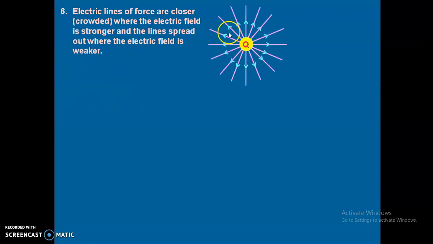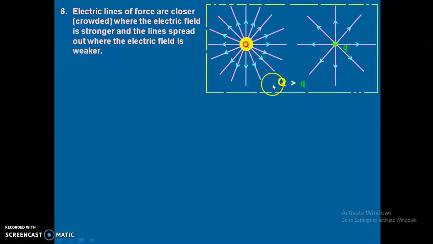See, suppose this greater magnitude Q charge is there, then you can see the dense electric field lines. Suppose this charge has smaller magnitude than this, the electric field lines are spread out, or we can say rare. Here Q is greater than q, meaning the magnitude of Q is greater than the magnitude of this small q charge. Hopefully you have understood this condition. This is also a very important property of electric field lines.